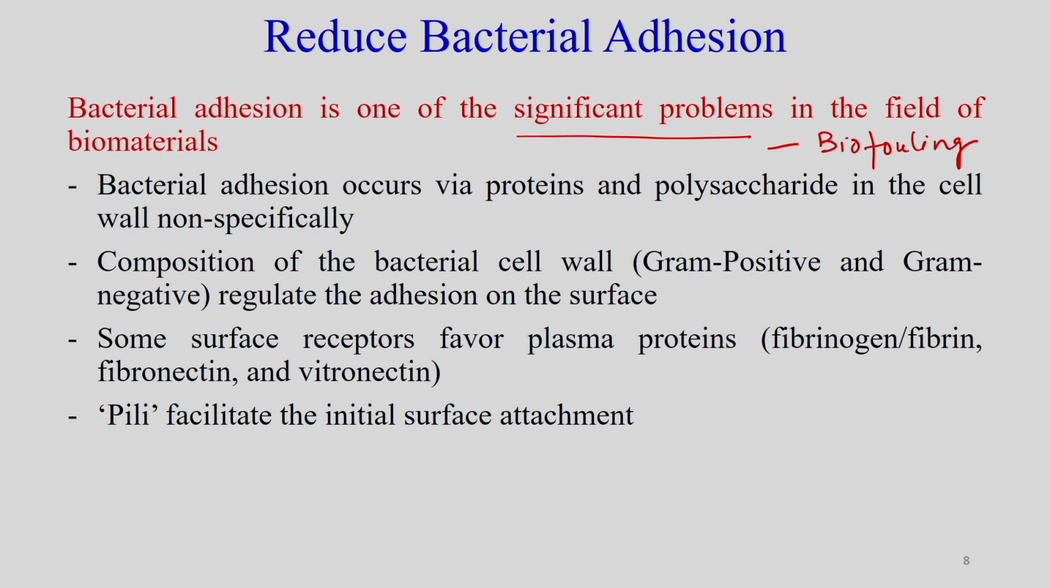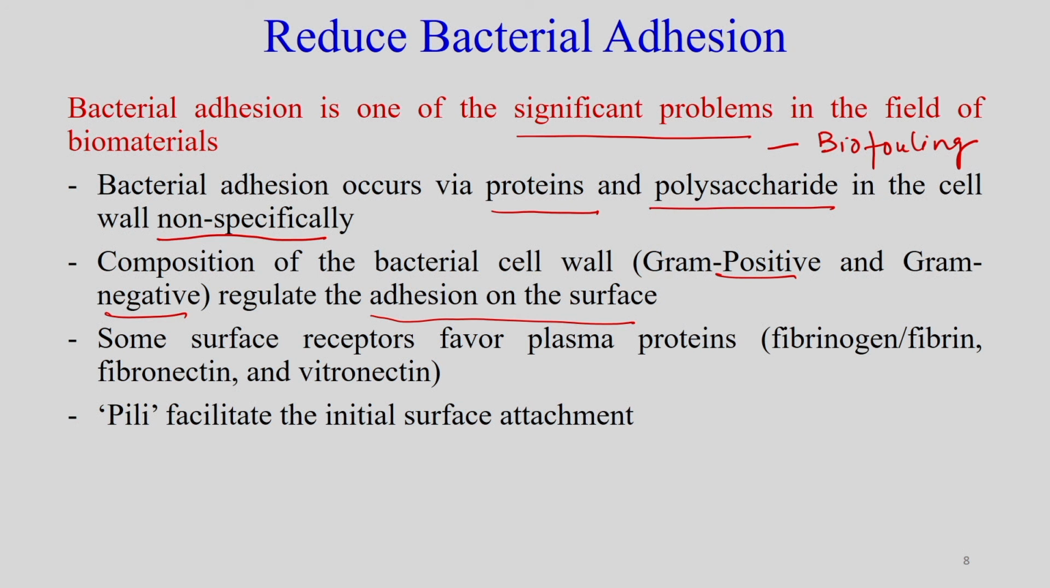Now, bacteria is a cell. Its adhesion or attachment occurs through the proteins and the polysaccharides which are there in the cell wall of the bacteria, but mostly it is a non-specific attachment. Also, the composition of the bacterial cell wall of gram positive and gram negative bacteria is different. So, there will be a different adhesion behavior of the gram positive and the gram negative bacteria.